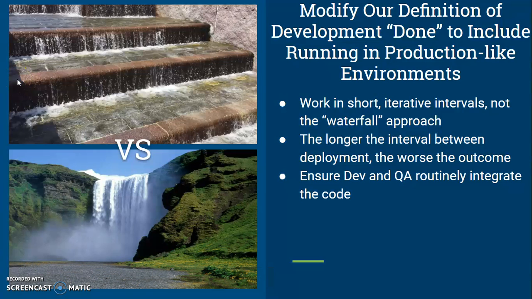To modify our definition of development done to include running in production-like environments, there's a couple of points that we need to bring up in this section. The first thing is that we want to work in short iterative intervals, not the waterfall approach. The point of this is that we want to work on bits of the code at a time, a piece here and a piece there, and send those updates down the line instead of waiting until we have an entire rework of the entire system before we roll out the update.